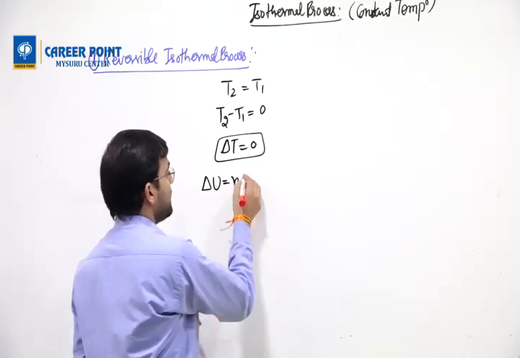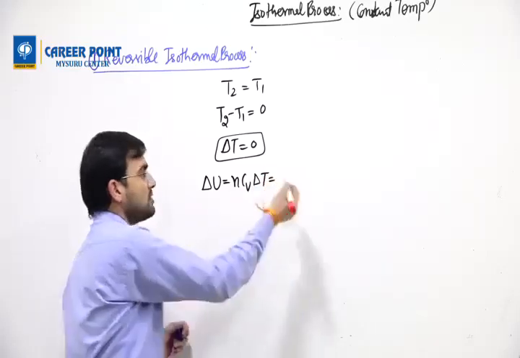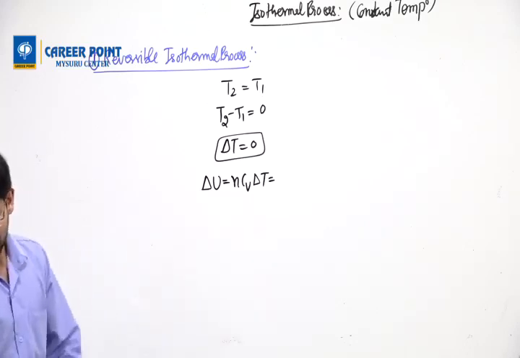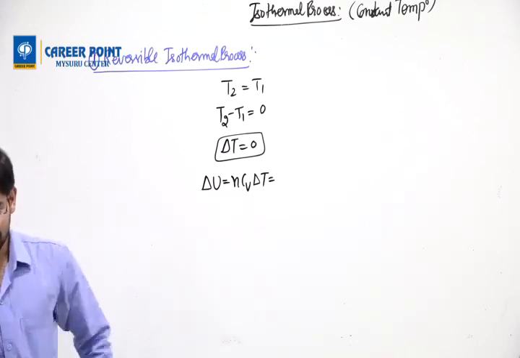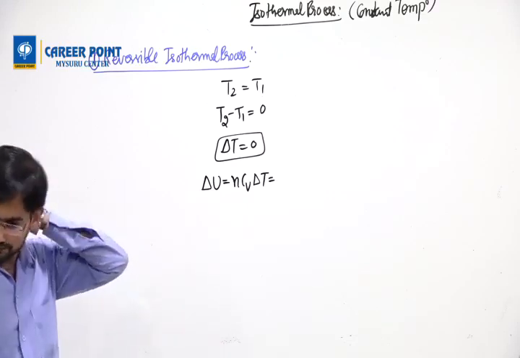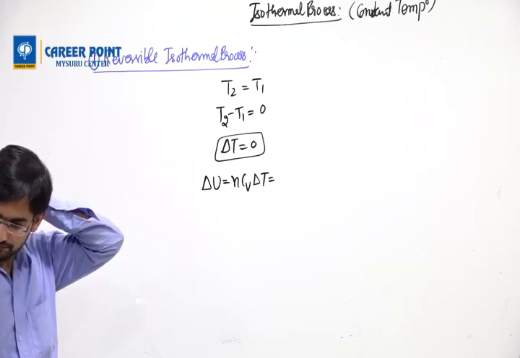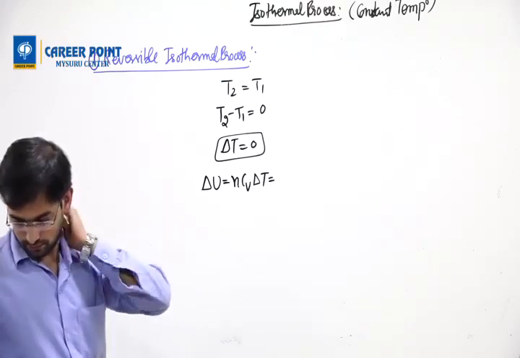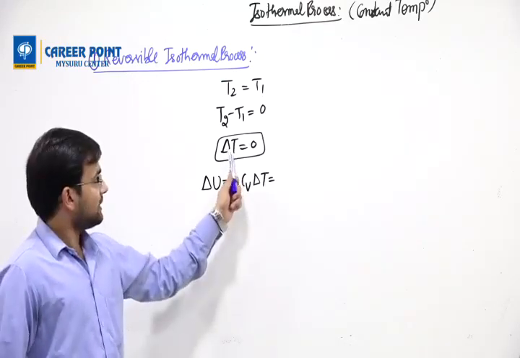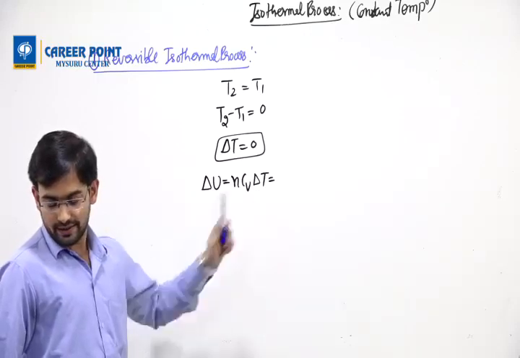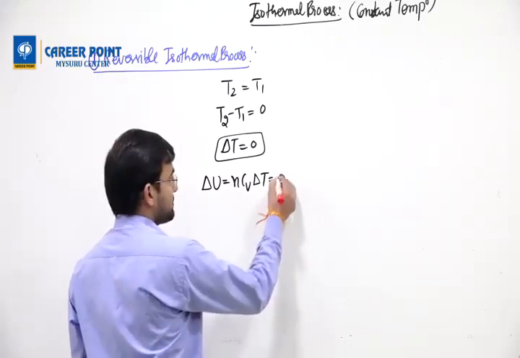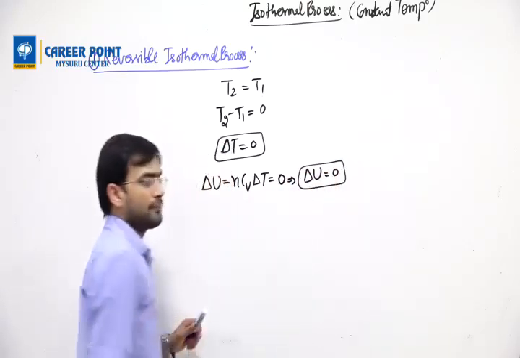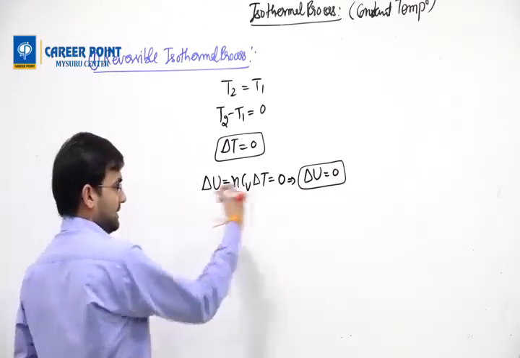If you remember the formula as nCv delta T, how much is delta U? Delta T, I can keep it here. Then this becomes 0. It means I have delta U as 0.